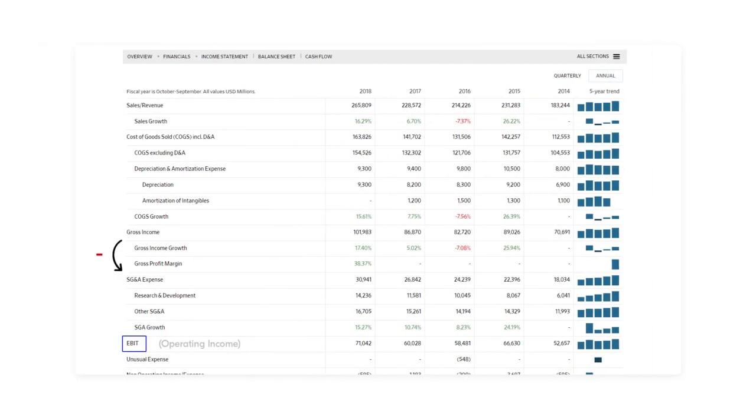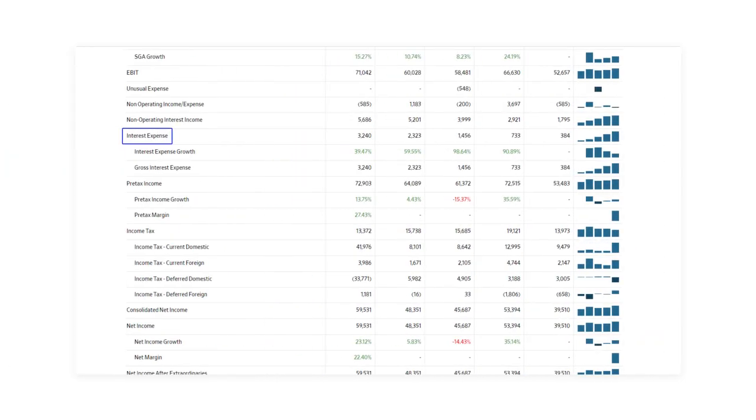EBIT is net profit before tax and interest on debts. But this line should contain operating income. It is not known why the editors decided to write EBIT here, because the indicated value corresponds to operating profit. Okay, let's imagine that this line shows the operating profit, which in turn means the profit received from the main activities of the company. Its calculation is to subtract from gross income the SG&A expense and interest expense, the cost of paying interest on the debts of the company.